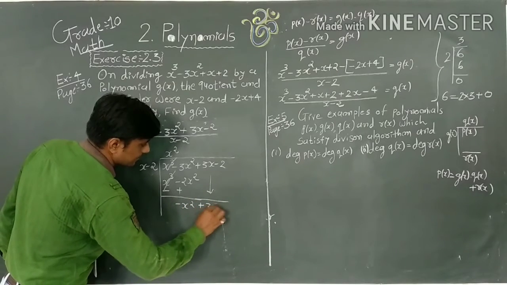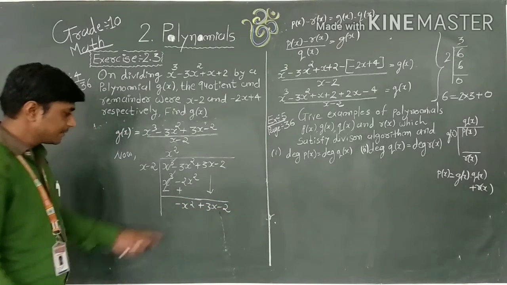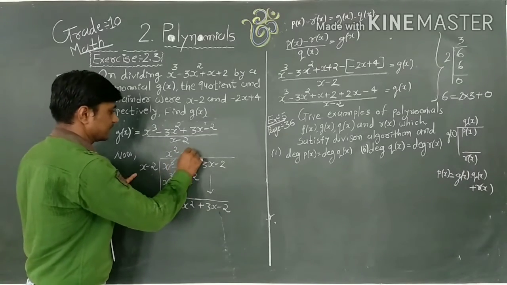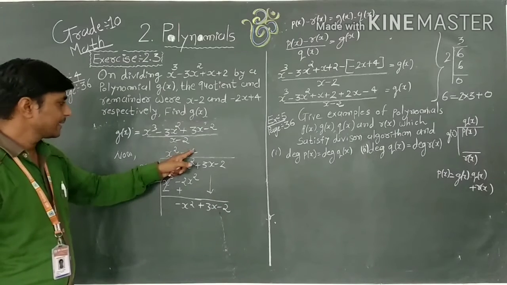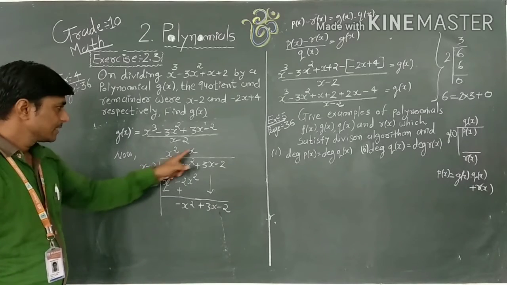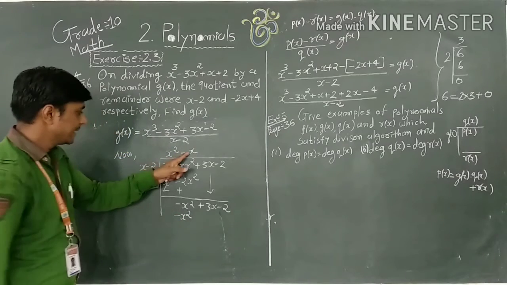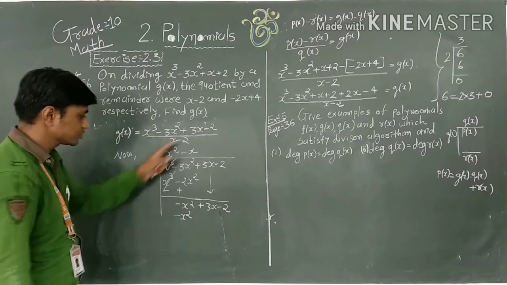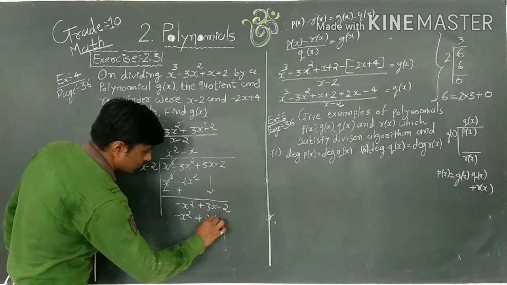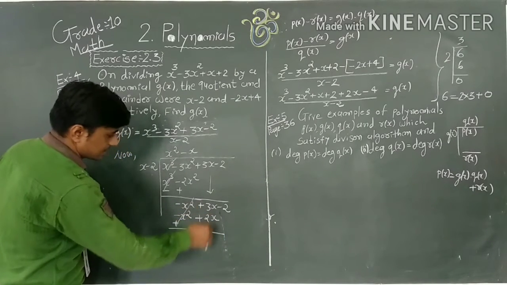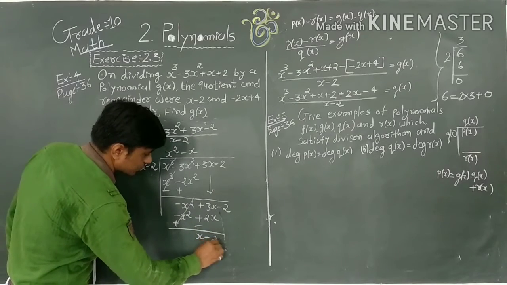plus 3x minus 2. Now this time we want to cancel x square, therefore we multiply with minus x. Now multiply minus x with each term: minus x into x, minus x square; minus x into minus 2, minus minus plus 2x. Now change this sign, minus plus minus. Okay, cancel. We have x minus 2.